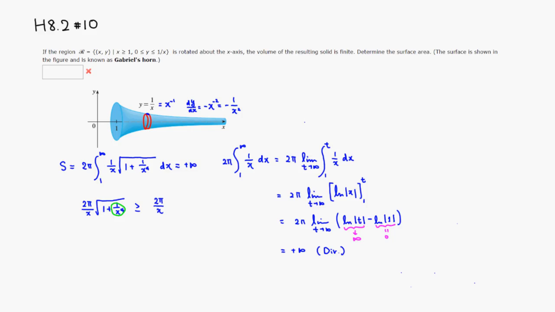That's it. And make sure that this is by the comparison theorem. That's it. I hope that this was clear.